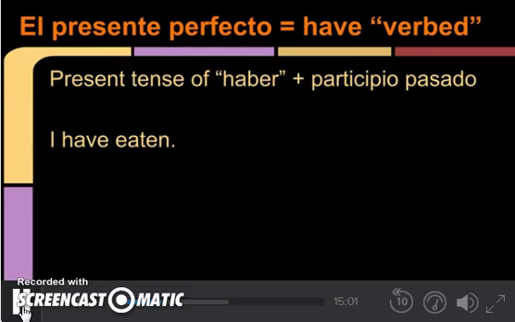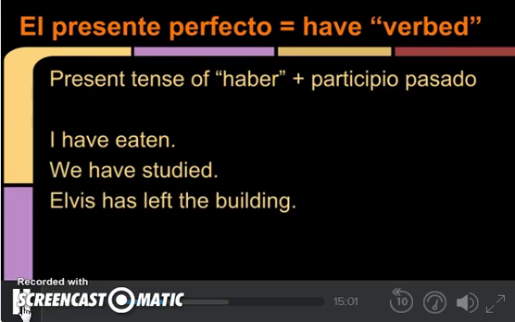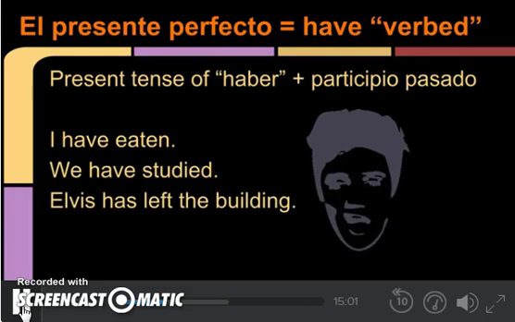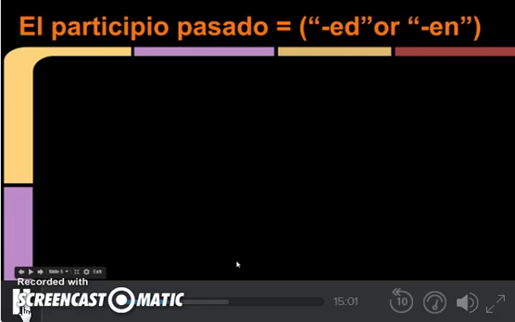And when do we use the present perfect? What do we try to say in English? It's you have or someone has done something. So I have eaten, we have studied, Elvis has left the building. That is the present perfect in English, and so we'll learn how to do that now in Spanish. So before we go any further into the present perfect, we're only going to focus on the participio pasado. Let's learn how to form that first before we put the two parts together, okay? So that's what we'll do now.